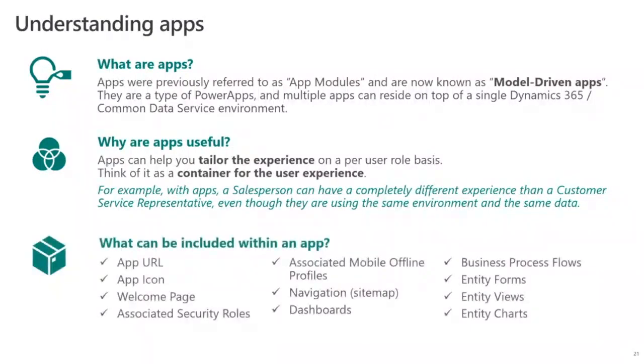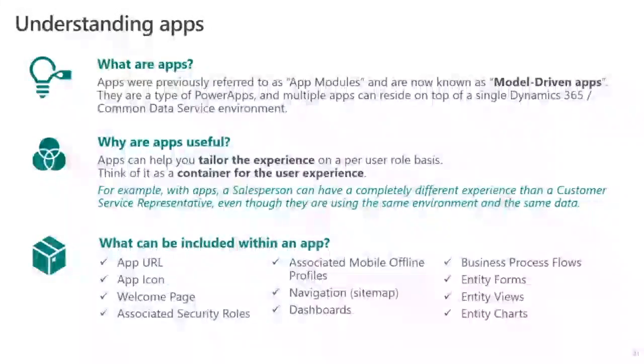So what can be included within an app? There are quite many things. The app can have its own URL, so the user can directly access an app without having to choose from a list. You can customize its icon, you can customize its welcome page. I think it is still a very underused feature, the welcome page, because it's a great opportunity for users, when they log in the first time on your app, to be displayed with a welcome page that could give them a few tips on how to use the app, what has changed, etc.